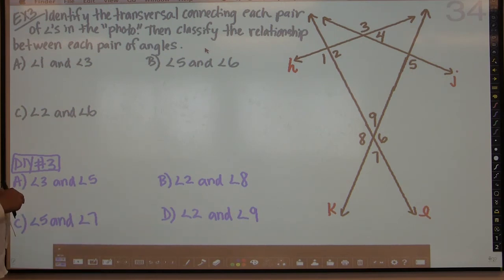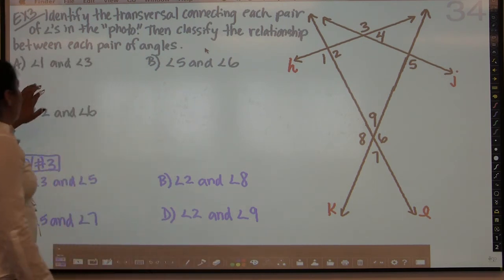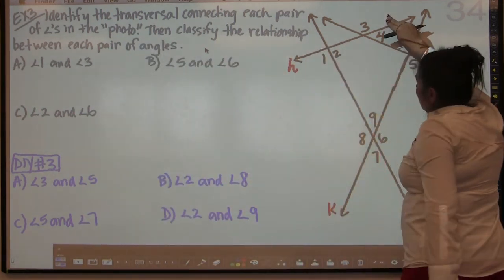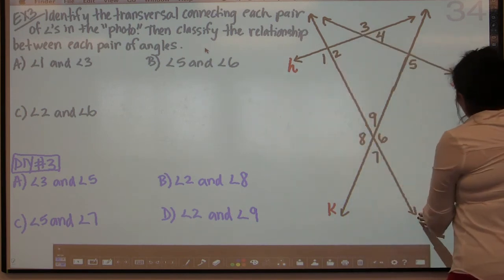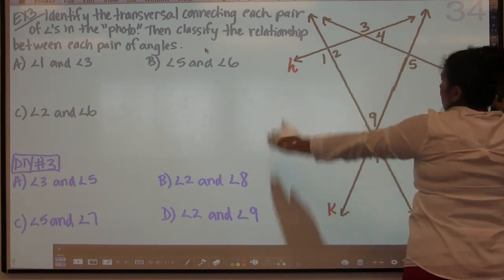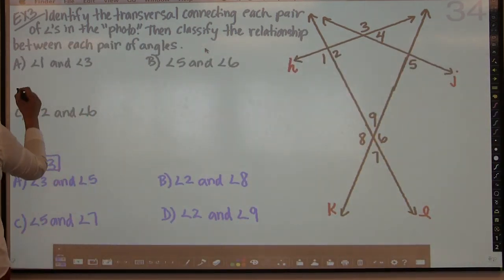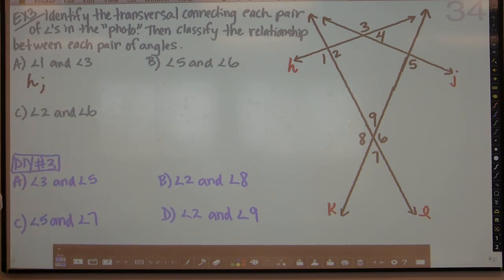So here we go, and let's just try to be real careful here, okay? Angle 1 and angle 3. So here's angle 1 and angle 3. What I'm seeing right now is that we've got two lines right here. Lines L and J are the two lines that are in play, and H is the transversal. So the first part of my answer is that H is the transversal.